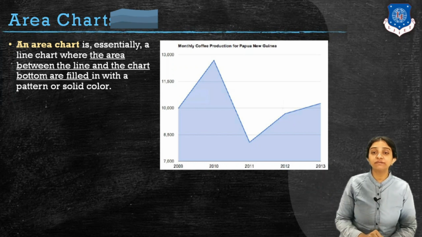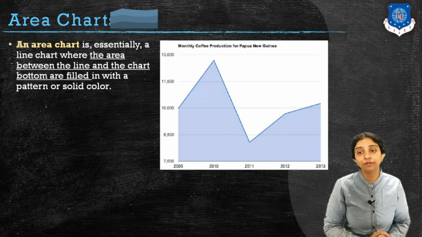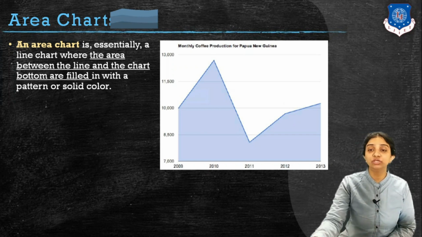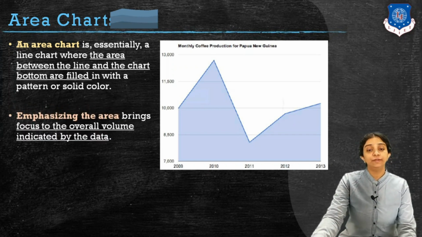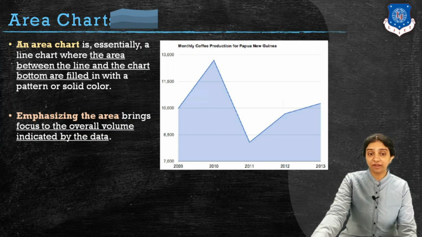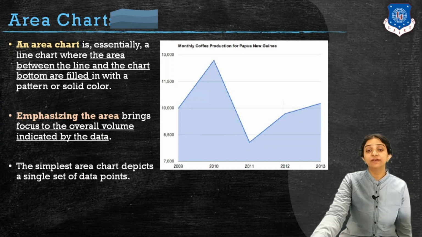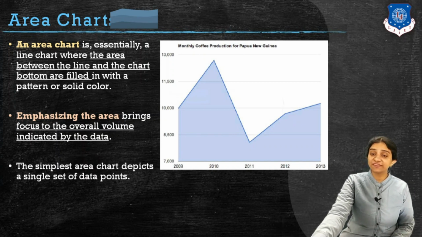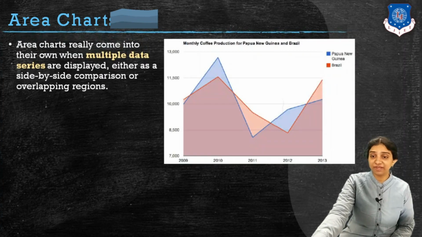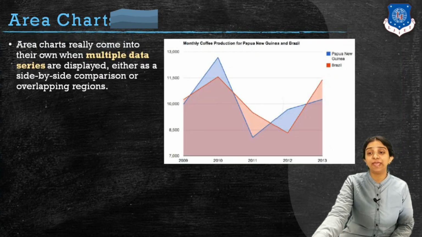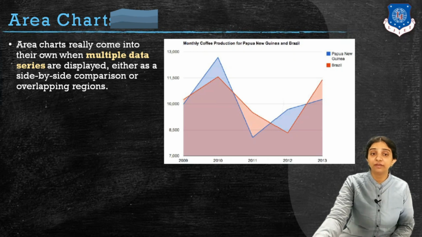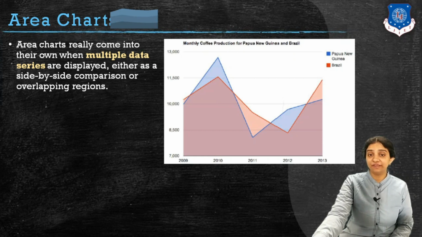This is an area chart showing the monthly coffee production of a place, Papua New Guinea. It basically emphasizes the area, which gives a focus to the volume of the data. The simplest area chart depicts a single set of data points. But if we have multiple data series, we may have multiple areas shown in a single chart. They come into their own when multiple data series are displayed, placed side by side for comparison.